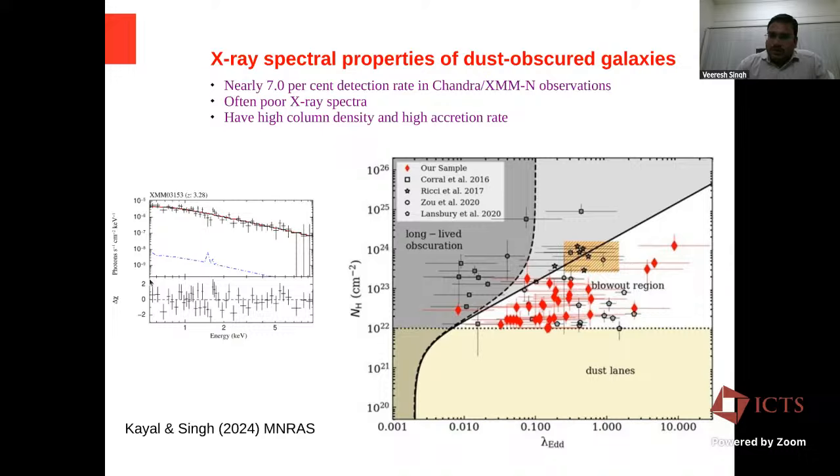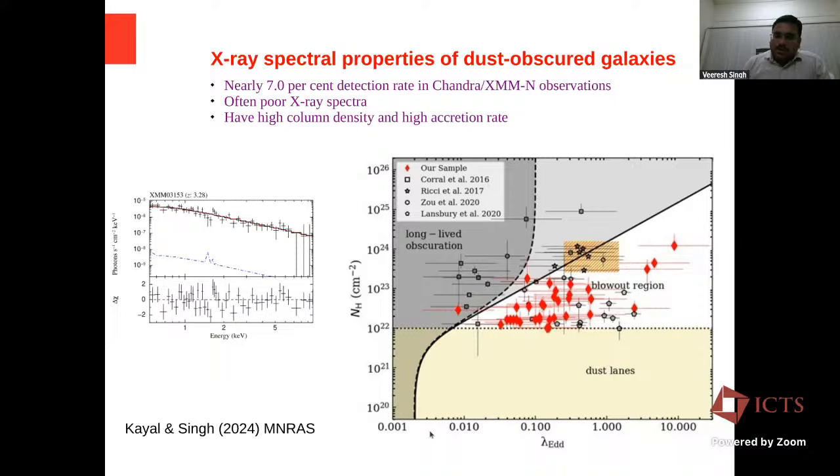Here we looked at the X-ray properties of these sources, and the X-ray detection rate is very low, something like 7-8% with Chandra and XMM-Newton. And often we encounter the problem of poor quality X-ray spectra, which is quite expected if obscured sources are at high redshift and heavily obscured, then X-ray photons are mostly absorbed. And this is one case where we are showing a source at redshift of 3.2, and in some cases we could get reasonably good spectra, and we could fit and derive the column density.